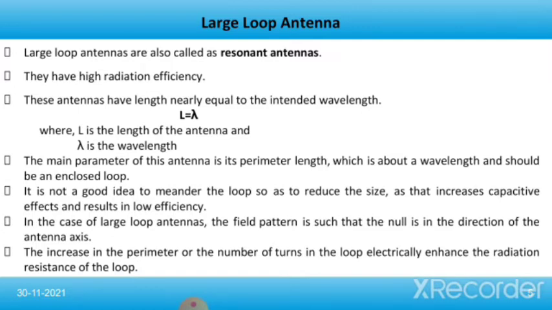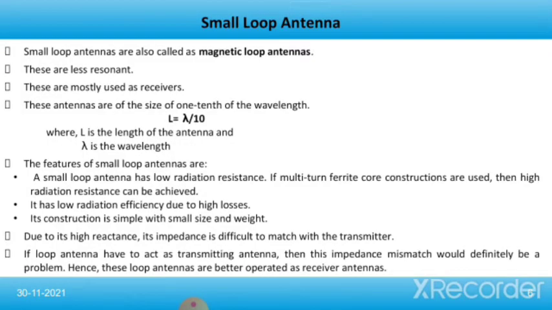The main parameter of this antenna is its perimeter length, which is about a wavelength and should be an enclosed loop. It is not a good idea to meander the loop so as to reduce the size, as it increases capacitive effects and results in low efficiency. In the case of large loop antennas, the field pattern is such that the null is in the direction of the antenna axis. The increase in the perimeter or the number of turns in the loop electrically enhances the radiation resistance of the loop.